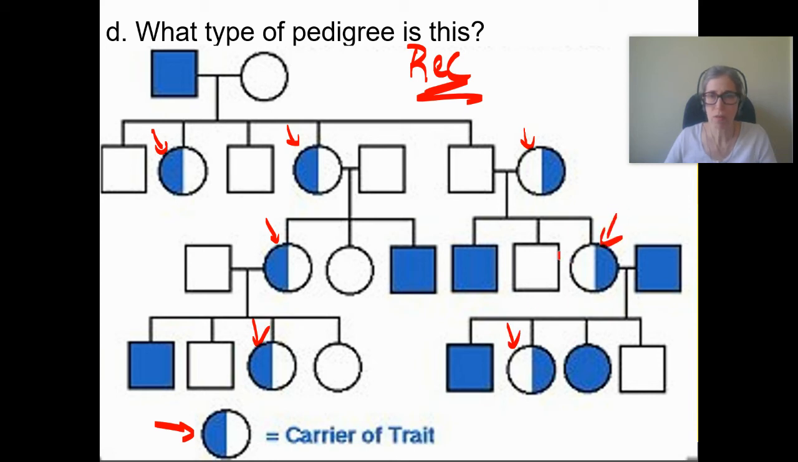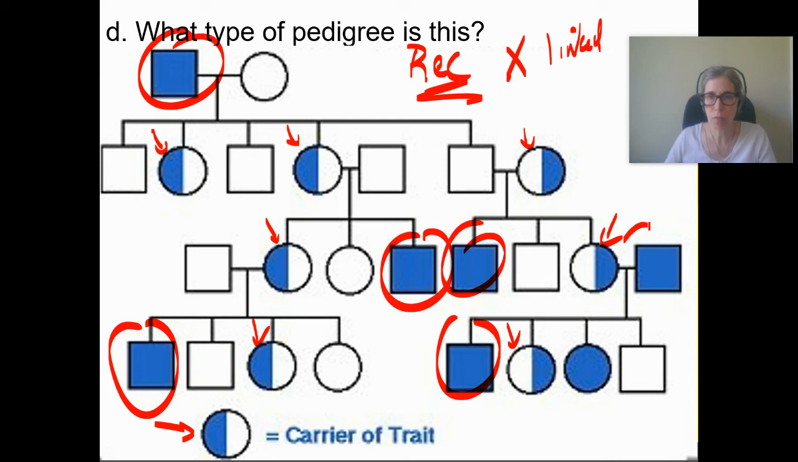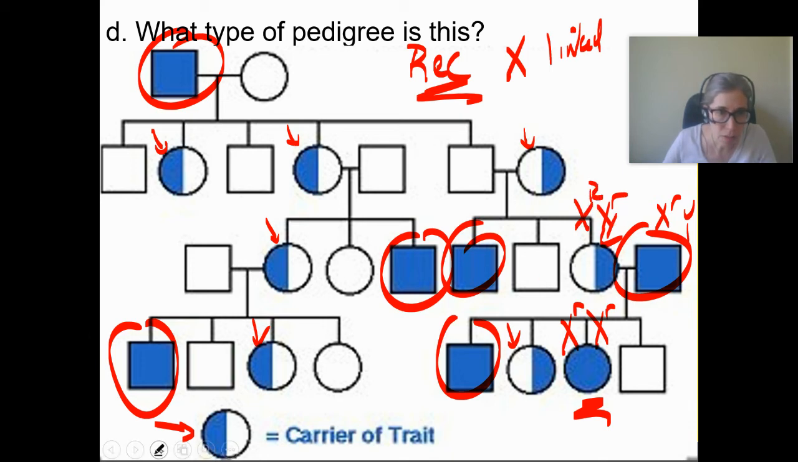Wow. What is it that only girls can carry? X-linked traits. Notice that generally the boys are the ones who have it. The boys have it way more often than the girls. Here is a girl who has it. So if it's on an X chromosome and it's recessive, there she is. That means her mom has to be a carrier and her dad has to have the trait, right? Or her mom could actually be little r as well, but she has to at least be a carrier.